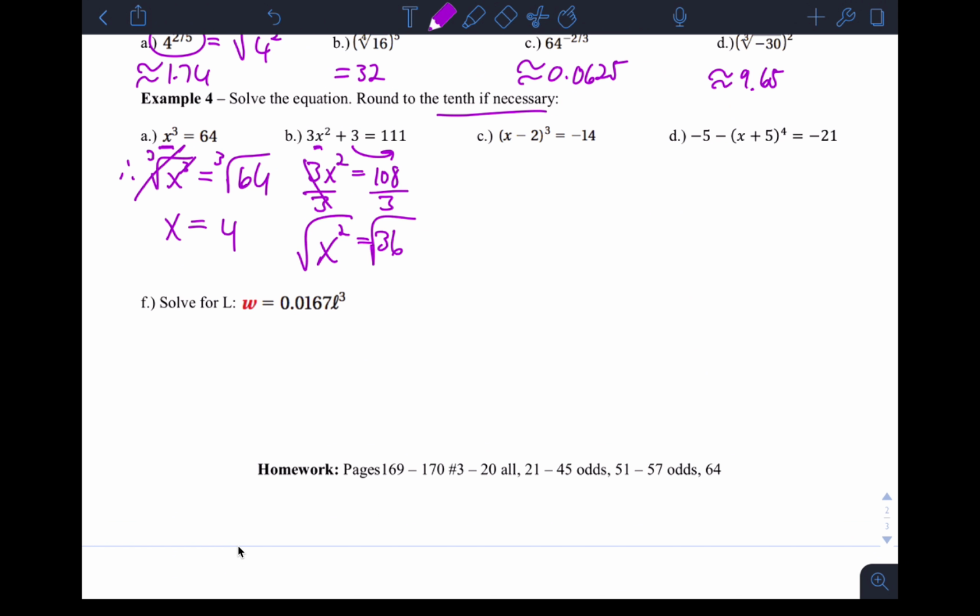Notice that the index here is 2. The index matches the power. That's how you know which root to take. And then we just get x is, now this is an even root, so we must put plus minus. 2 options work, and this gives me plus minus 6.